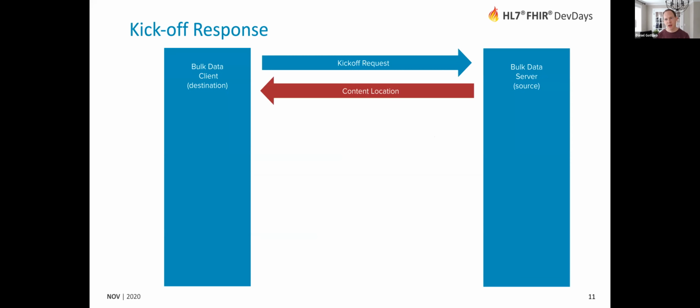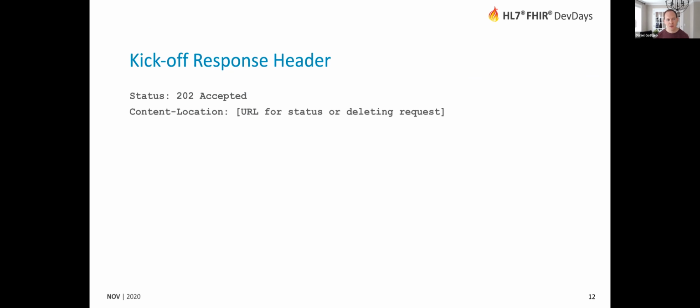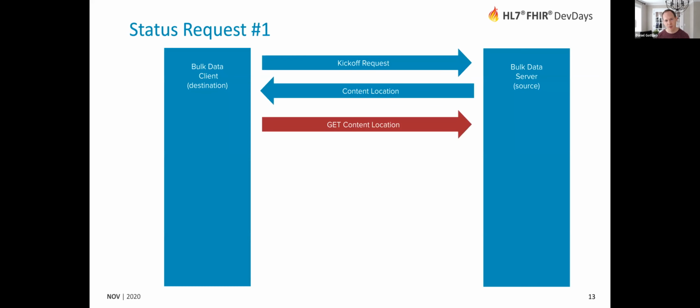So we've now made our kickoff request, and what you get back, remember, we're not getting data back yet. We get back a content location, a URL to query about this job. And so that'll look something like this. We'll get back HTTP status of 202 Accepted, and we'll get back a content location, which is the URL we can use to manage the job.